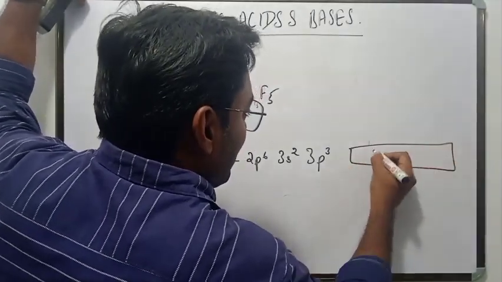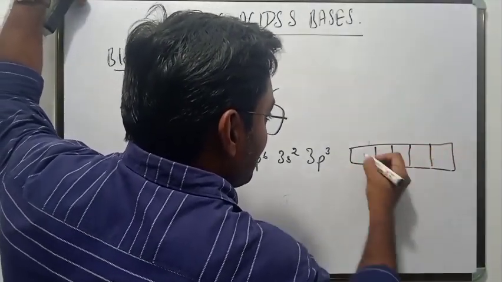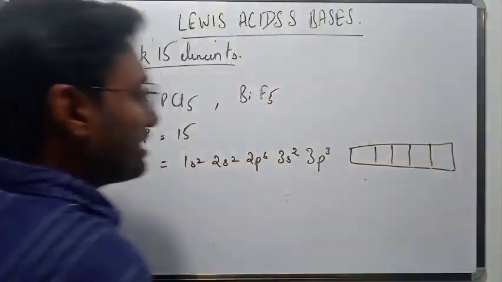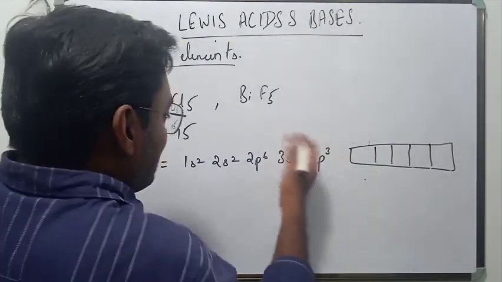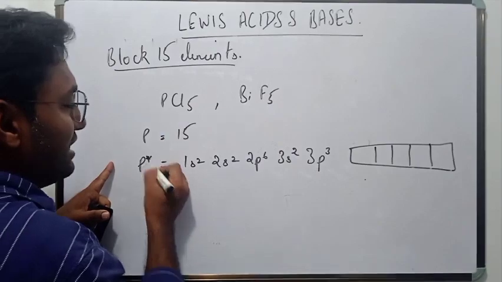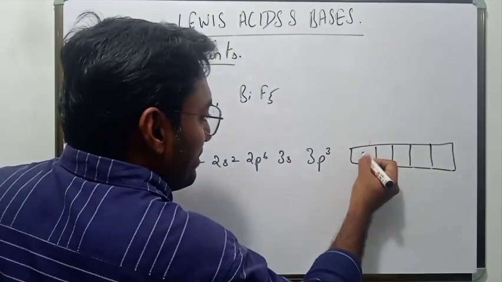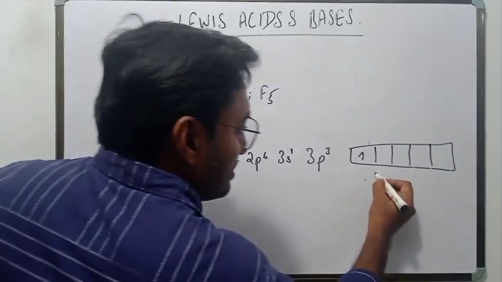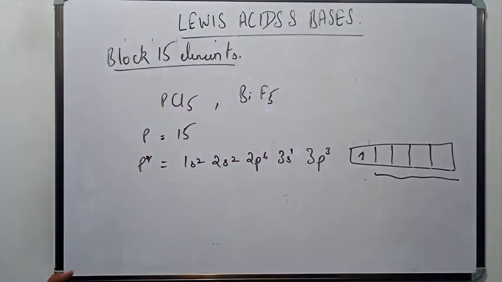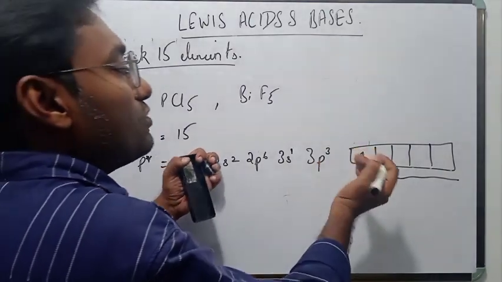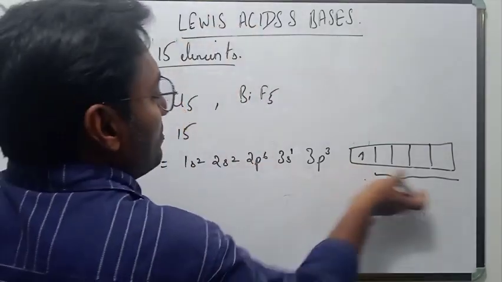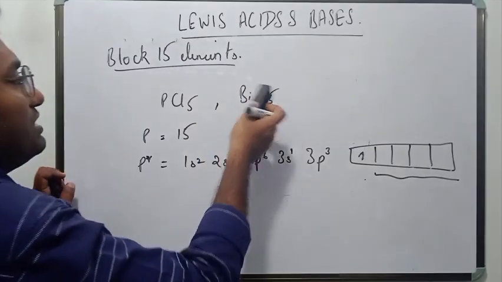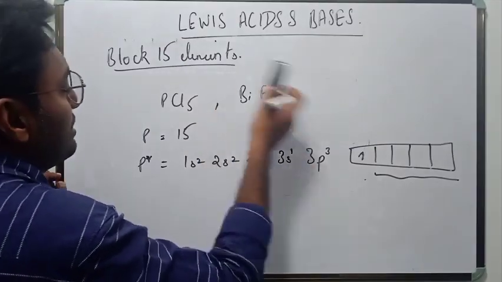There is a d orbital in the third shell, and a d orbital can take 10 electrons. What about that d orbital? Correct? So when phosphorus is in the excited state, this electron would jump here. What about these orbitals? They are empty. That is why they are able to accept a pair of electrons and act as Lewis acids. So in PCl5, the 3d orbitals are empty. Similar is the case of BiF5. For bismuth, the atomic number is 83.